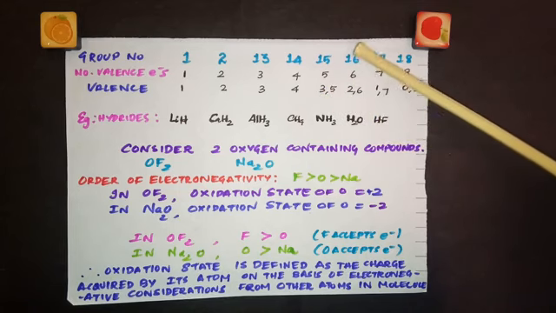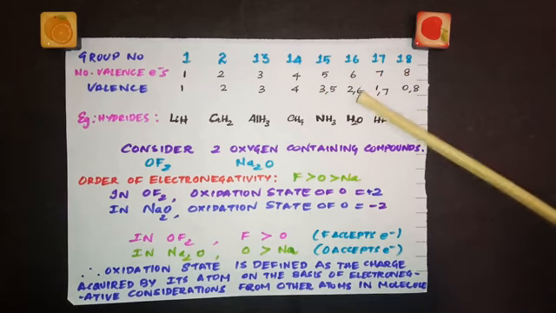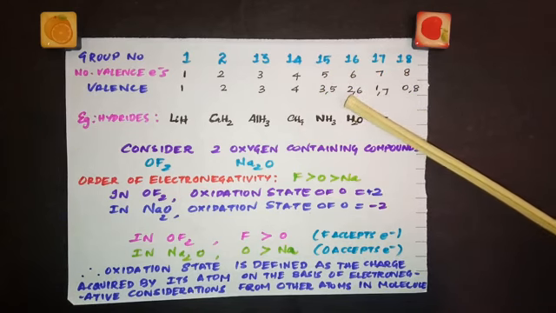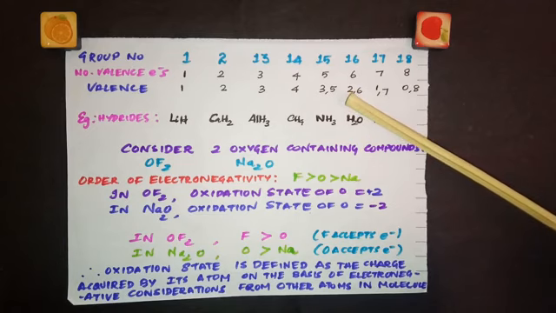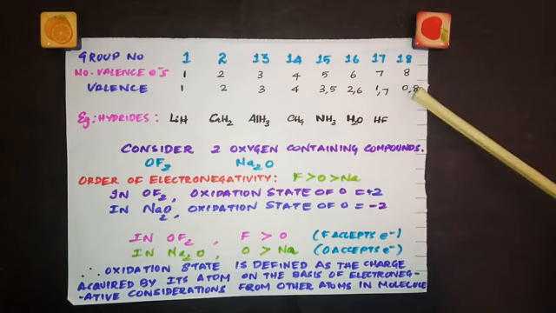Same way, in the case of the 16th group, we have 6 valence electrons, so they exhibit the valency of 6, and they also exhibit 8 minus 6, which gives you 2. Same way 1, 7, and here 0, 8. And the noble gases present in group 18 are zero valent. That is, their valency is 0 since these elements are chemically inert.